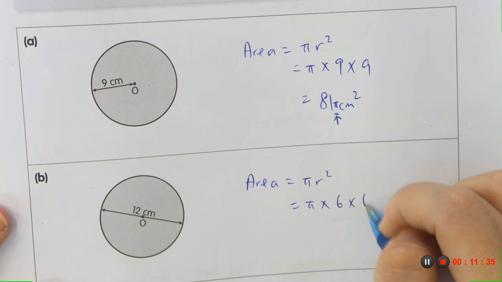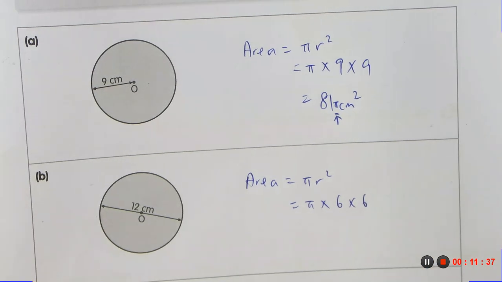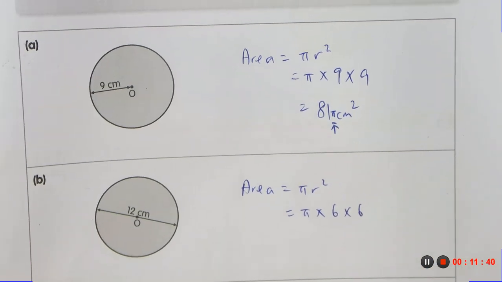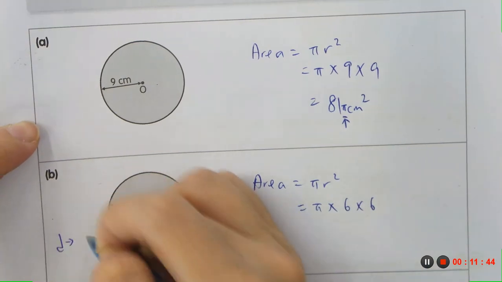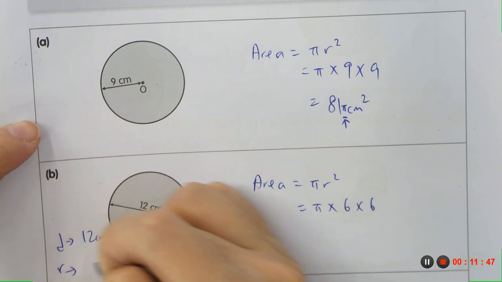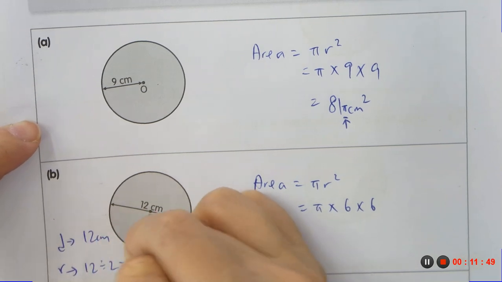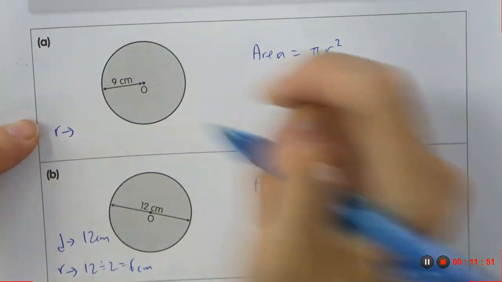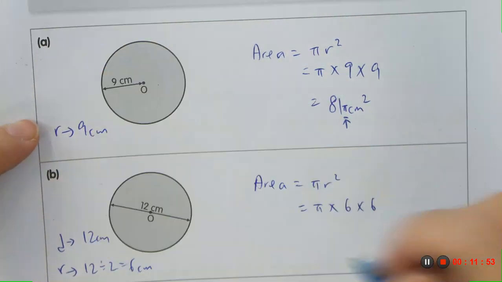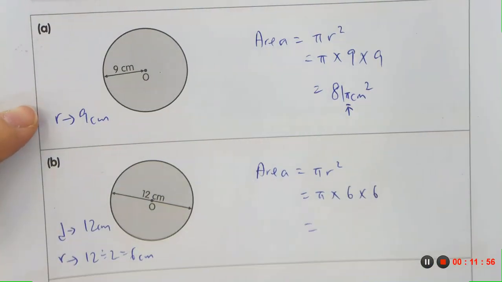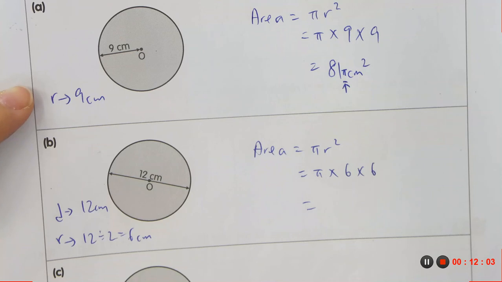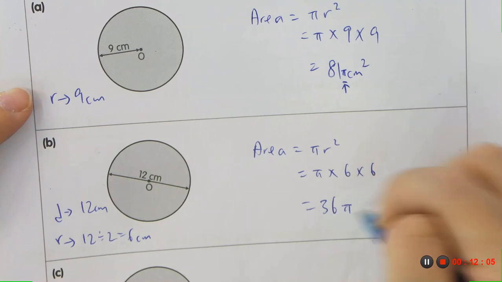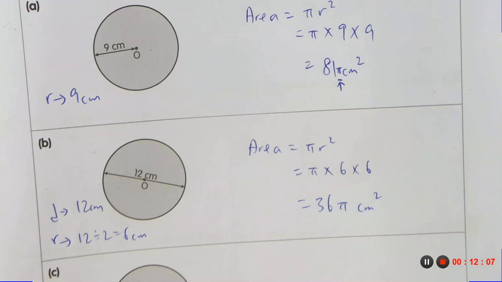Well, how come it's not pi times 12 times 12? Well, that's the diameter. So I write here diameter is 12 centimeter. So I'm using r is 12 divided by 2, that's 6 centimeter. This one is already 9 centimeter. So what is the answer? 36 pi cm. That's right, 36 pi centimeter square or square centimeter.